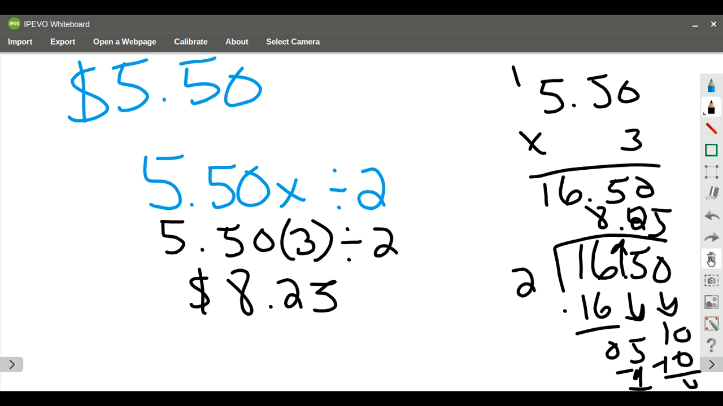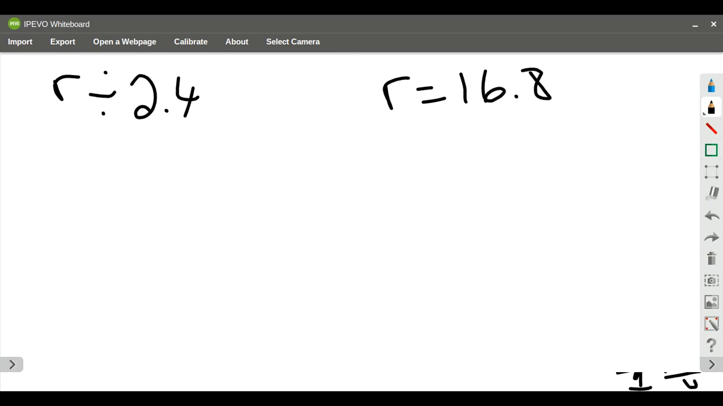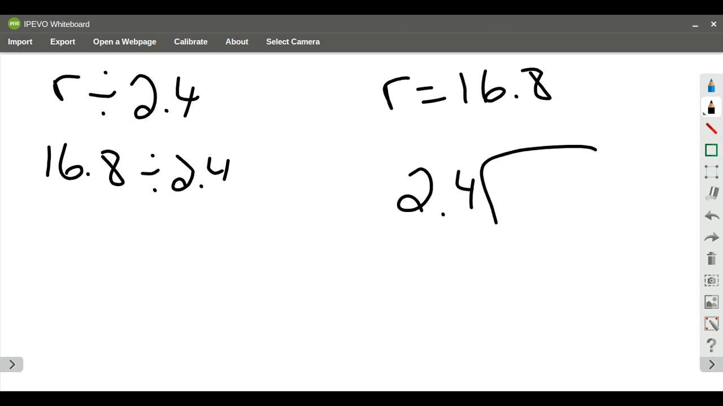All right, so let's go ahead and take a look at our next problem that we're going to do. So our next problem is r divided by 2 4/10, where r is equal to 16 8/10. So the first step I'm going to do is substitute the value. So I have 16 8/10 divided by 2.4. And then I'm going to do my math work off to the side and solve.